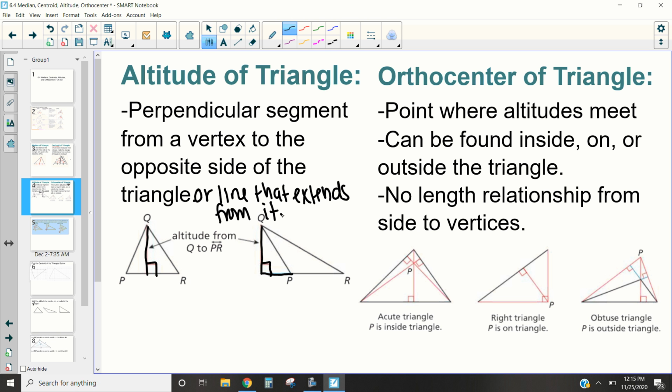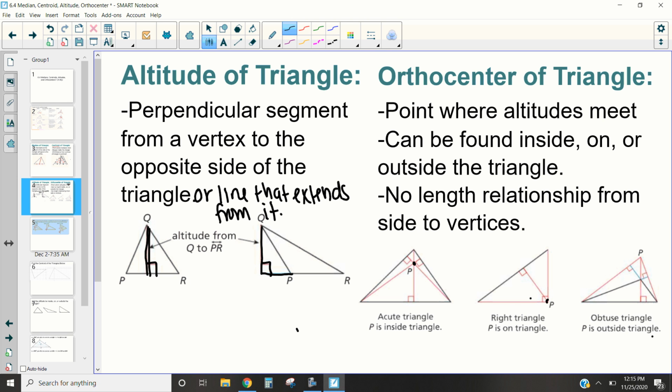Now, the altitudes of the triangle, we talk about how there's an altitude here, there's an altitude here, there's an altitude here. But the point where all of them meet is called the orthocenter. And the orthocenter is very special because we can actually get an orthocenter inside a triangle, like you can see here with an acute triangle.